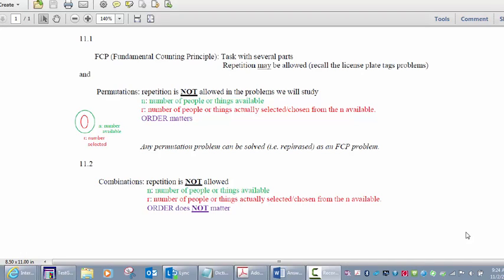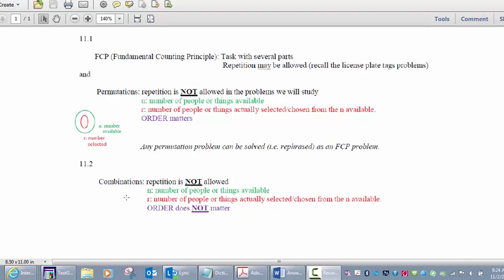Let's take a look at two things on this handout, the fundamental counting principle and combinations. Now, FCP, the fundamental counting principle, is a technique that we use when we're dealing with a problem that has a task with several parts. Remember when we had the ring and we had to choose the metal, and then we had to choose also the stone to go with this metal. So repetition may be allowed in some problems.